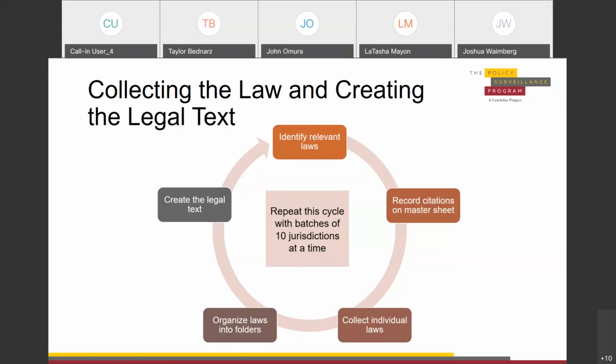So just to go over this wheel quickly, the first thing that we do is identify the relevant laws. We record the citations on a master sheet. We collect the individual laws. We organize the laws into folders, and then we create the legal text. We are going to go over each of these steps in detail in the rest of our presentation today, so do not worry.